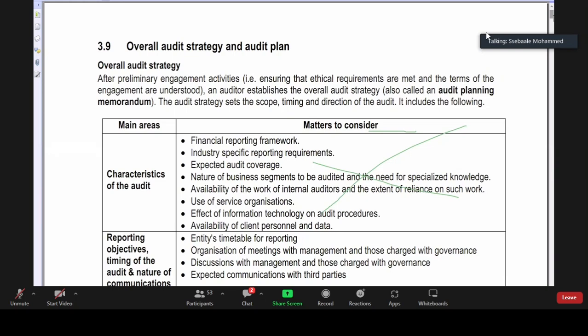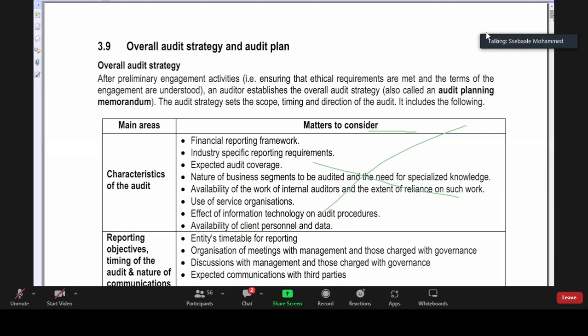Now here the matters you're looking at, we've looked at things like the financial reporting framework. Do these guys report using IFRSs? The industry specific reporting requirements. For example, in insurance, we have a specific reporting requirement of IFRS 17, and in the banks, you're supposed to report to your regulator. Even in insurance, you report to your regulator. Then expected coverage of the audit, that is basically like 1 year. The nature of the business segments to be audited, and any need for specialized knowledge. That is why you don't have the necessary expertise.